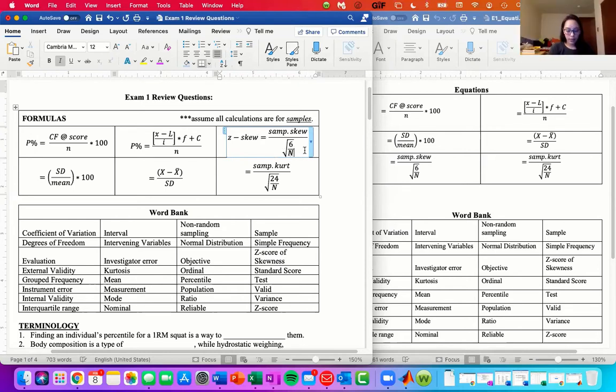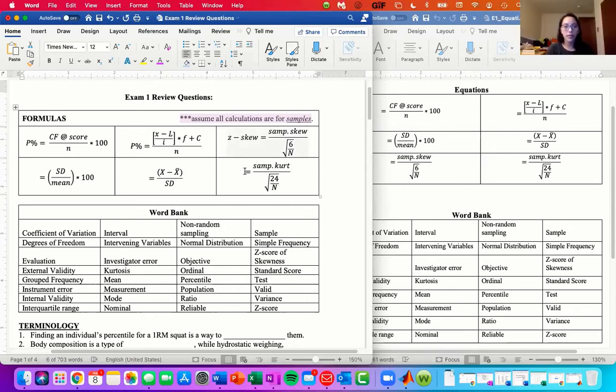You can use little n or big N. Either notation means the same thing, because I've put a disclaimer: assume all calculations are for samples, so n just represents the sample size. If that came out to less than -2, it would be skewed left, and if it were greater than +2, it would be skewed right. Yes. Gotcha.